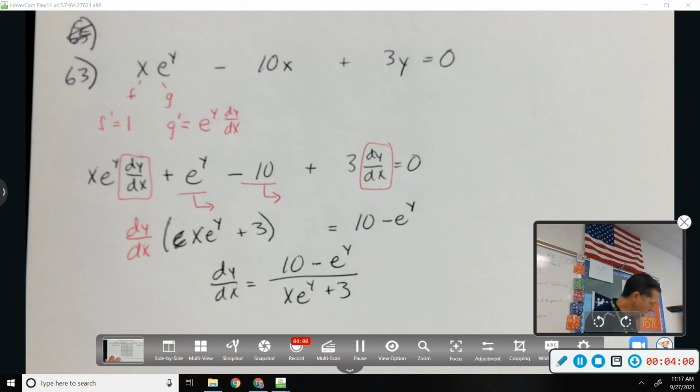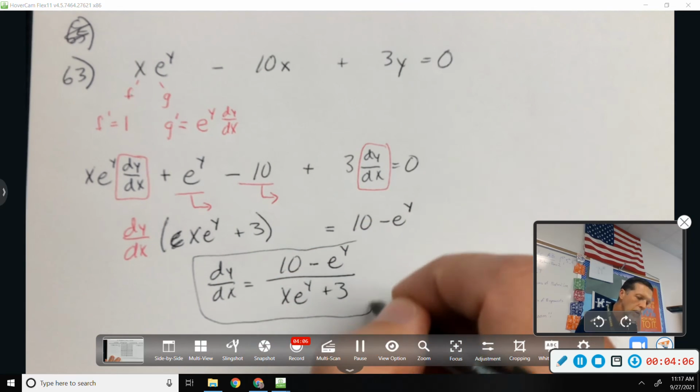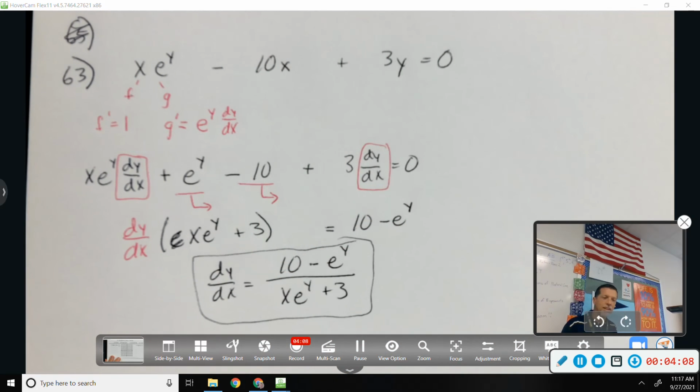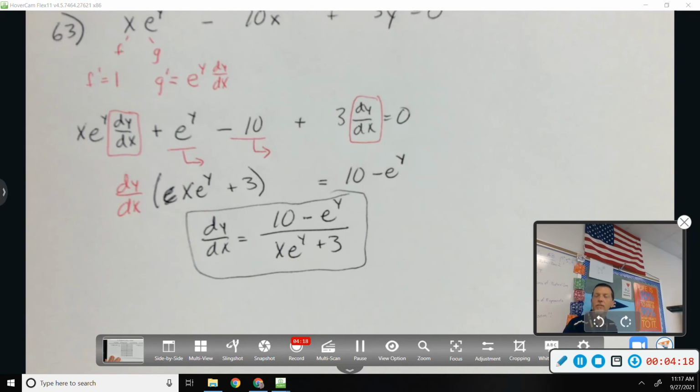And I think that's all that 63 asked. Find dy dx. So we found dy dx. I read the directions again because a lot of times, you know this by now, they ask for the slope at a certain point or a tangent line. So make sure you read the directions to be sure you're giving the correct answer, or the correct form of the answer maybe.